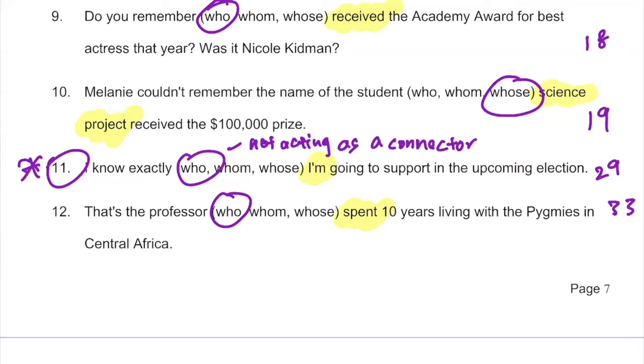I know who. Here, this is the verb, and exactly is the adverb describing the verb know. This verb is applying to this, which is actually the object. I is the subject. I know you. I know who. So here, who is not a connector. Who is acting as a noun. Therefore, this part no longer applies to this part. Do you all understand? Question 11 is an exception. It is a trick question.